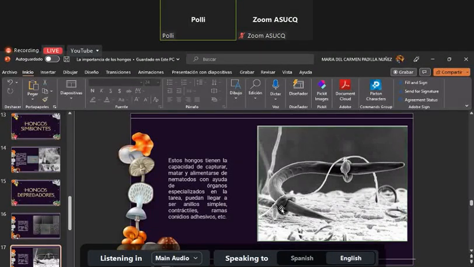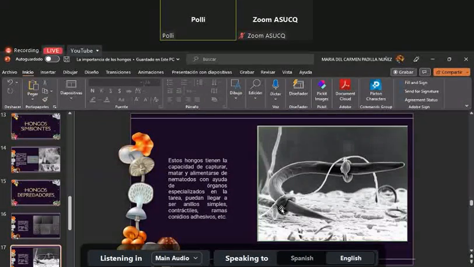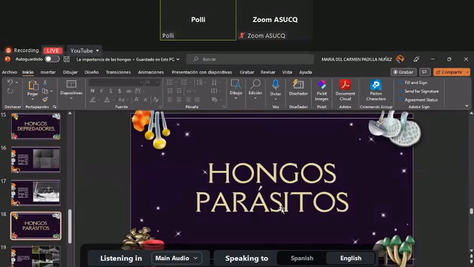The fact that they generated a whole structure in order to be able to hunt a specific group shows the capacity that fungi may have, the capacity they may have for their evolutionary strategies.